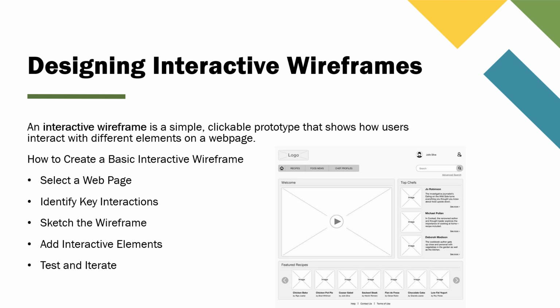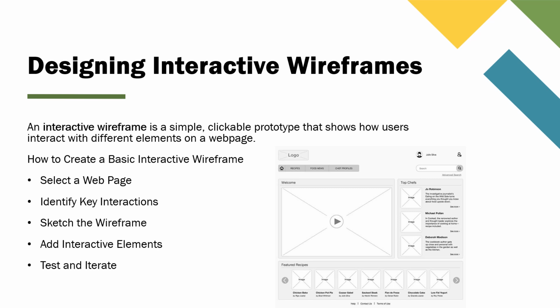Then we add the interactive elements. So we show what happens, say, when a user clicks or when they hover or when they scroll. And then last, we test and then iterate. So we get feedback and then we refine the wireframe based on the user's needs, and we start everything over again as far as the testing. So an effective wireframe, I'm sorry, does not have to look that polished, okay? It just needs to clearly communicate how a user moves through the site.